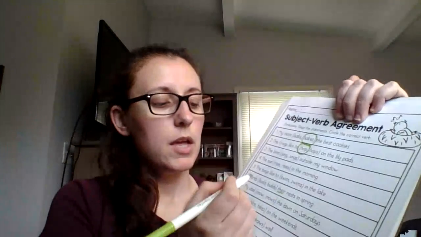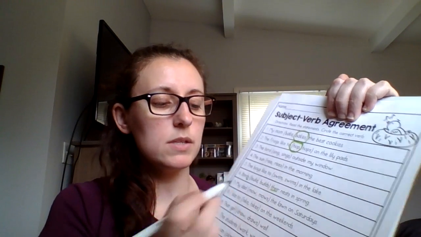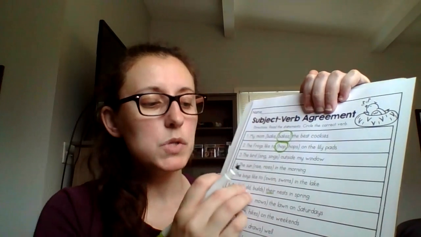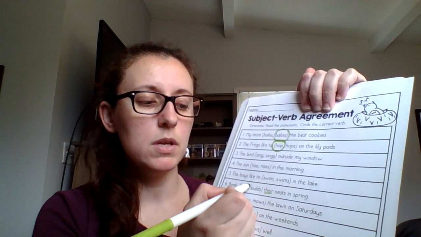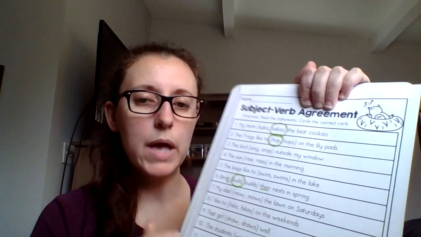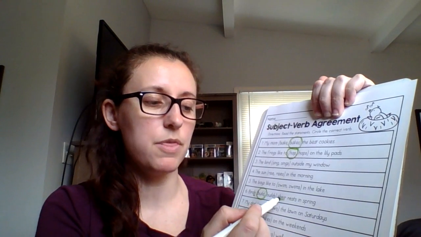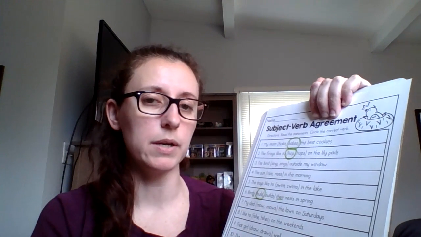So number 6 says birds build or builds their nests in spring. Well, the word there is plural. And if we look closely, the word birds has that S. So we know that the plural noun has to have a plural verb, and the plural verb has no S. So it's birds build their nests in spring.